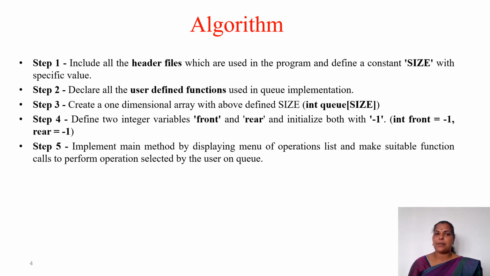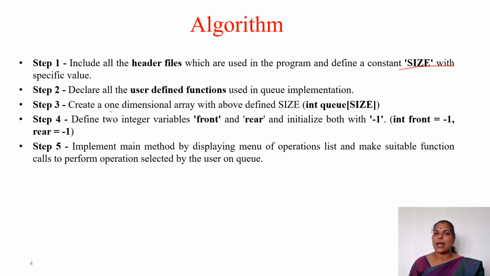Here the first step is to include all header files which are used in the program and define a constant size. If it is array implementation, we need to define the size of the array, so here we have size with a specific value. Before this step, we can write start the program, and in the last step we can write end the program also. Because in the lab we used to write it, it is correct, so no need to worry. If you are not interested in writing it, that is also okay. Second, we declare all the user defined functions and whatever variables we are going to use in the program.